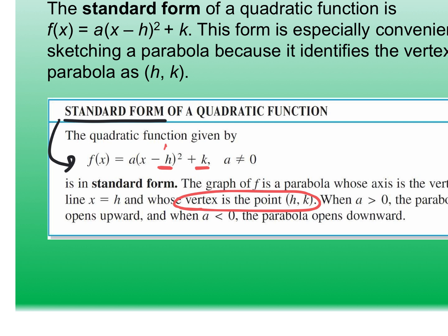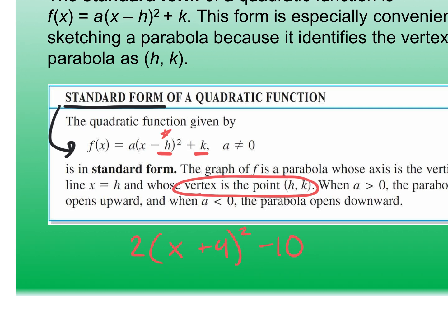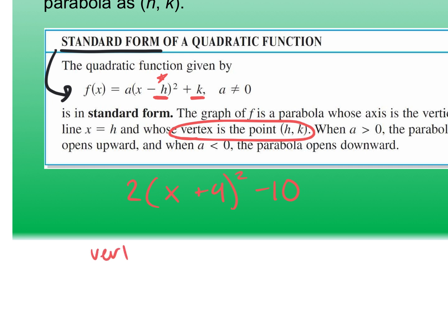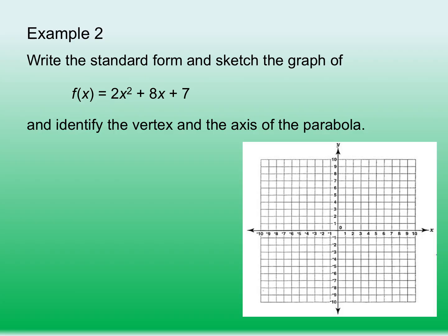Where we always change the sign of the h. So notice how it's x minus h. When we're naming the point for our vertex, you always change the sign. So if I had something like 2 times (x plus 4) squared minus 10, what would our vertex be? Awesome. (-4, -10). Perfect.